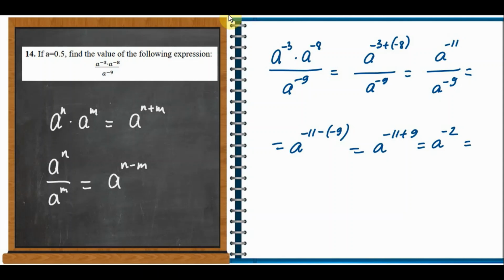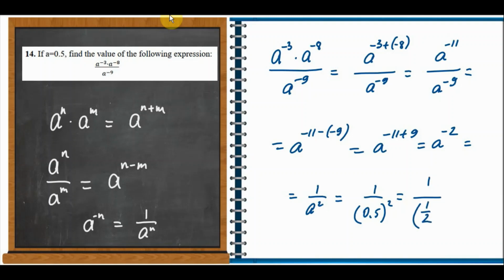Let's remind this one here. When we have a to the power of negative n, that's basically 1 over a to the power of n. So therefore, we will write equals 1 over a squared. Now, what we know about a, it's 1 over 0.5 squared. Guys, don't worry, we can show 0.5 as 1 over 2 to the power of 2, and that's going to be just reciprocal of 1 over 2. So the correct answer is 2 squared, which is 4.